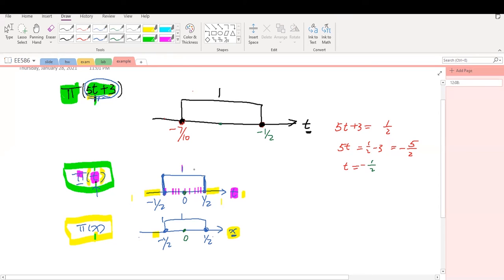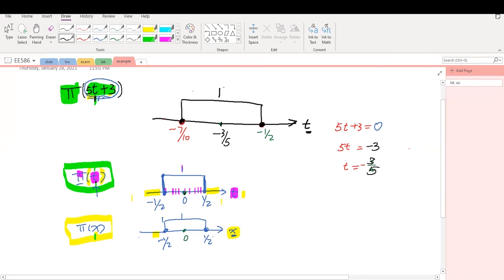The middle point corresponds to the argument equaling 0. So the argument is 5t plus 3, and that should equal 0. We solve this linear equation: 5t equals minus 3, so t equals minus 3 divided by 5.